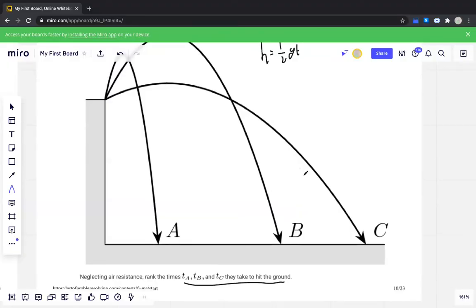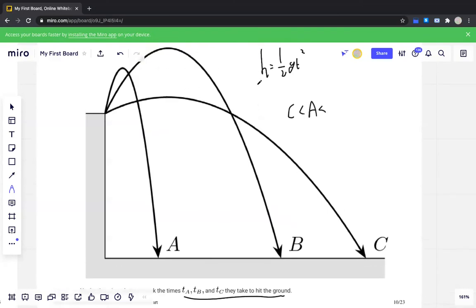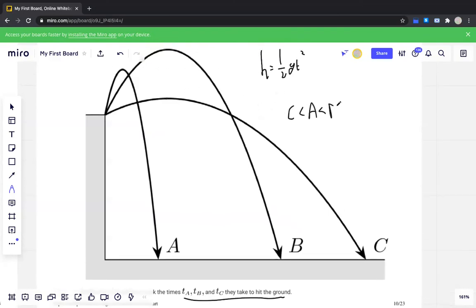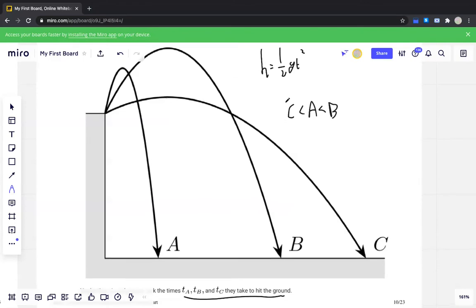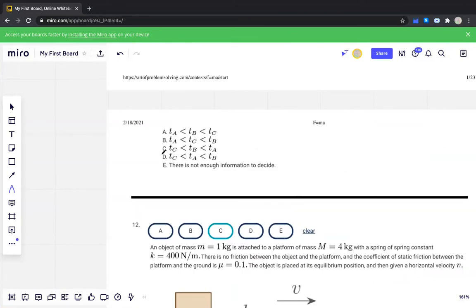So the shortest time, which is the shortest height, is C. And this is going to be less than the second shortest time, or second shortest height, which is A. And then the largest height is B. So our time is going to be C is less than A is less than B. And if we look at our answer choices, we see that it's answer choice D.